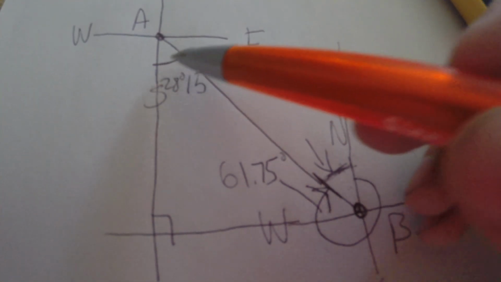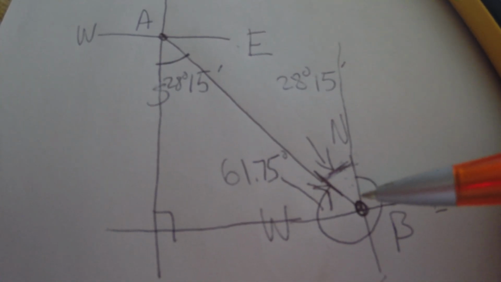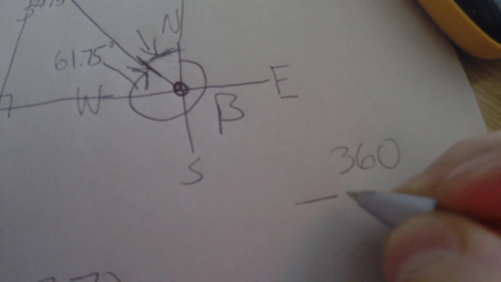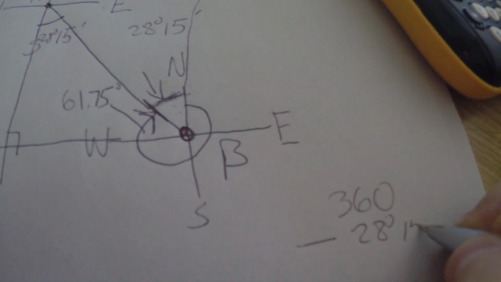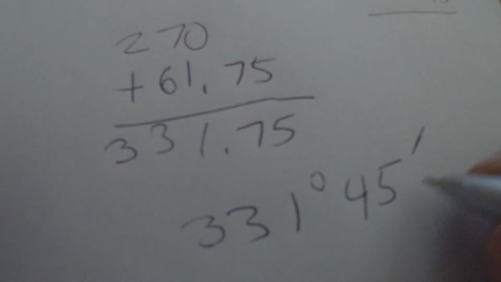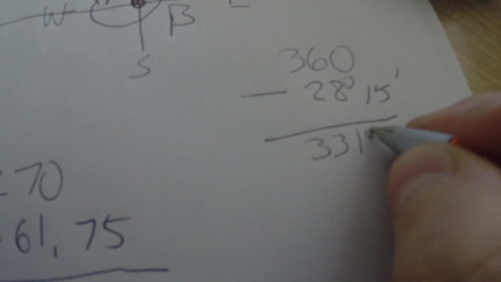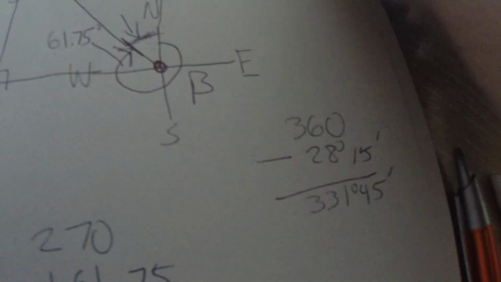And again, this is because these two sides are what are called alternate interior. So you could have approached it that way, and then you're just simply doing 360 minus 28 degrees, 15 minutes. And when I solve this, I'm going to get the same value. Okay, so 331 degrees, 45 minutes.